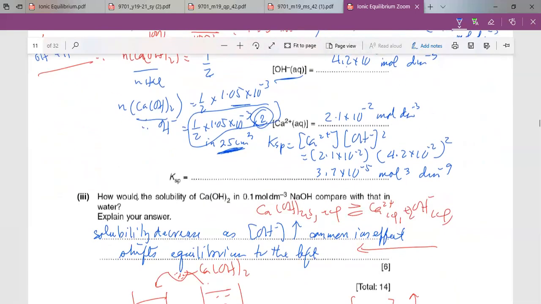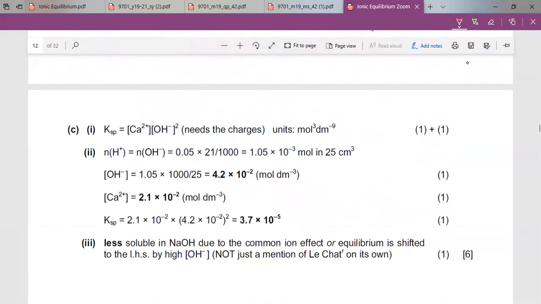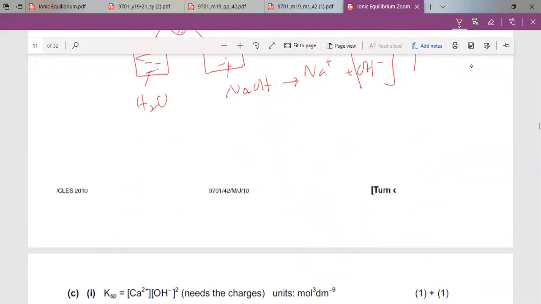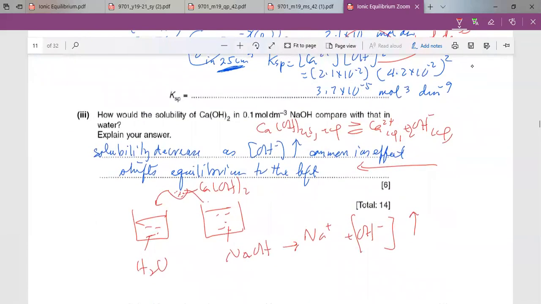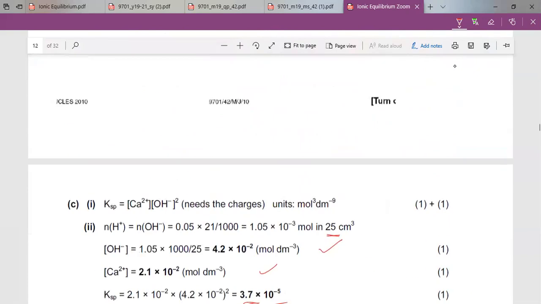Remember, the concentration here, you must always remember this thing here: the bracket is moles per dm cube. This one here is moles per dm cube. So it's 3.7 times 10 power minus 5 mole cube minus 9. You can see 3.75, 3.7. Correct, is it? So the marking scheme, everyone got it, okay, in 25 cc, and the marking scheme is okay. Right. So see how it goes.